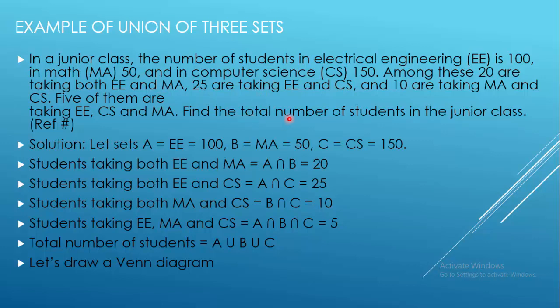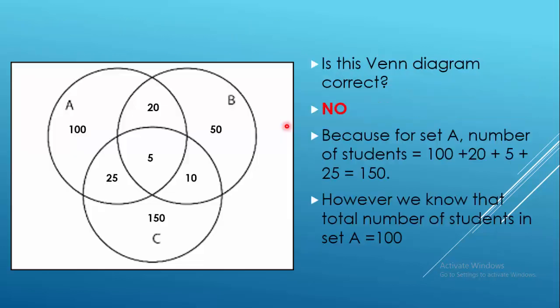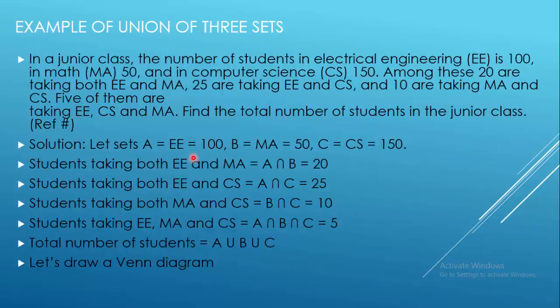So we have to find the total number of students in the junior class. This exercise will actually help us to understand how we distribute the figures in the Venn diagram. From the information given over here, we just assign letters to these sets and the numbers. So let's say EE is called set A, it has got 100 students, and set B has got 50, and set C, which is CS, has got 150 students.